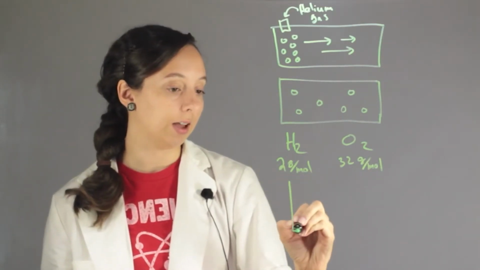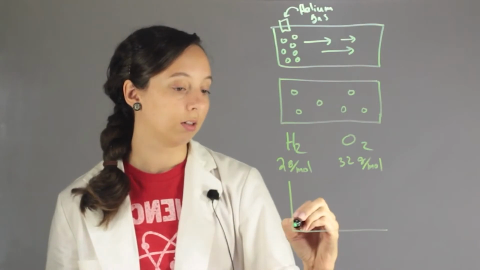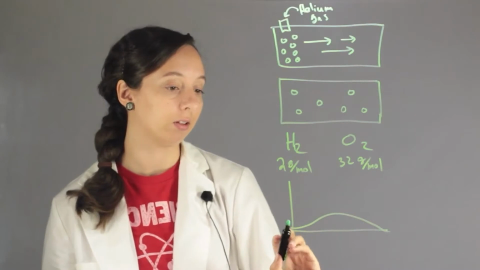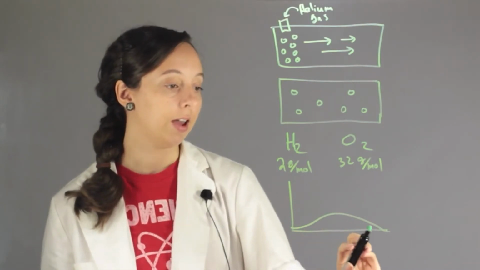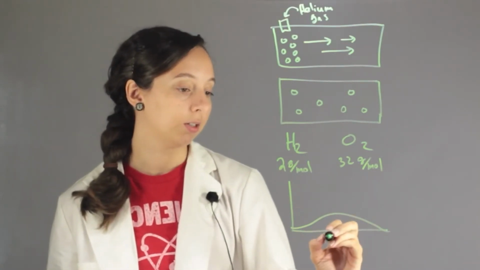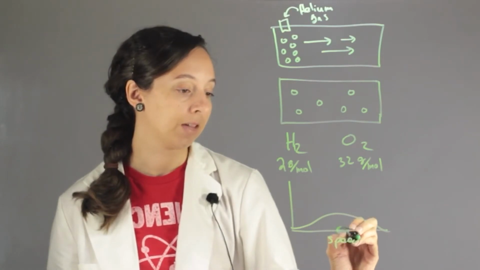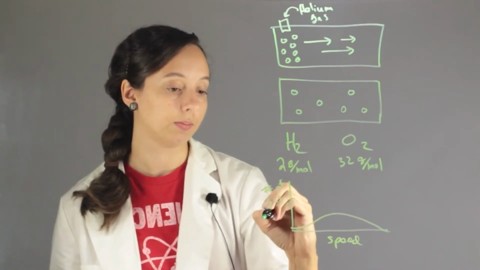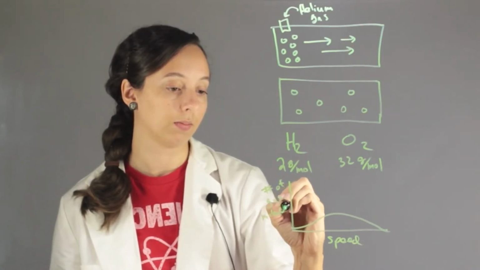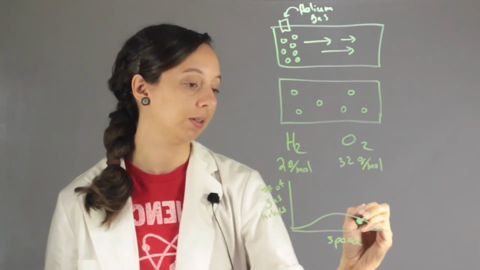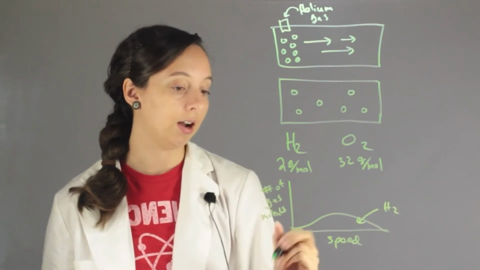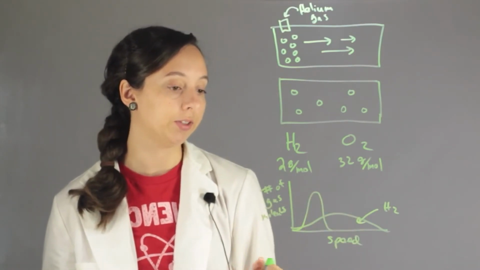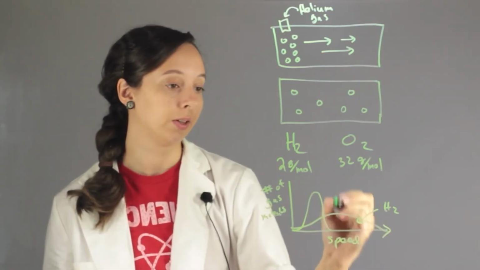Now, if you take a look at their relative speeds, we have hydrogen, it's going to look like this, where you have lots of different types of speeds, and some of them are going pretty fast. So this is speed. And this is number of gas molecules. So this is H2. And oxygen is going to look more like this. So still a bell curve, but much more condensed and overall a lot slower.